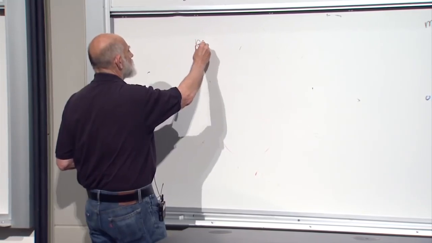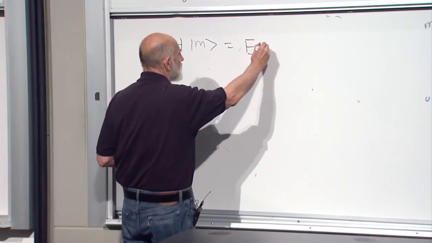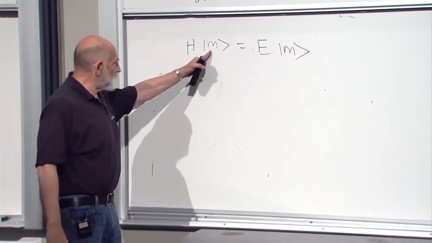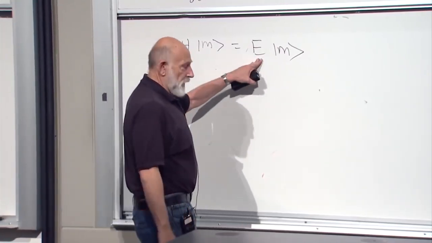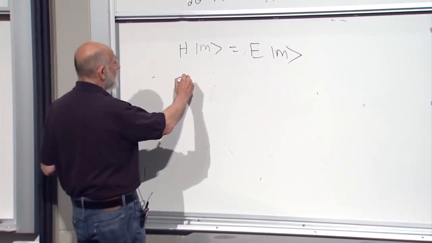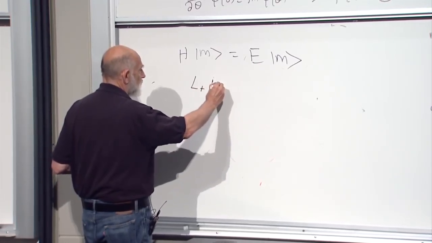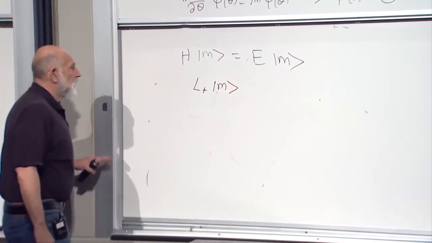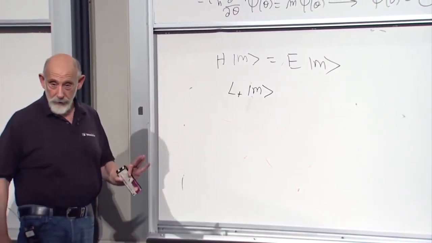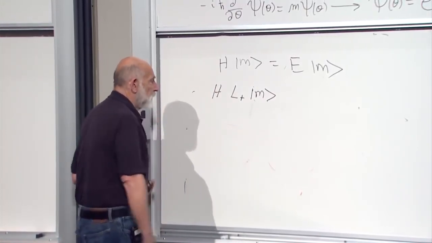Let's suppose that we found a state M, and it has an energy equal to E times M. It's an eigenvector of the energy. It has L sub z equal to M, and it has energy E. Now, let's go to M plus 1. M plus 1 is L plus times M. And let's ask what its energy is. So we apply the Hamiltonian to it and see what we get.